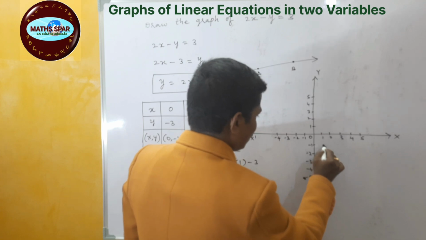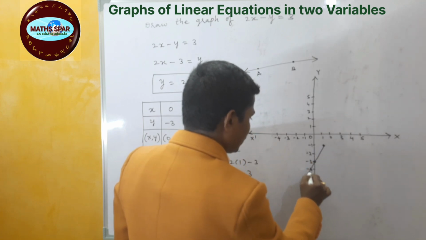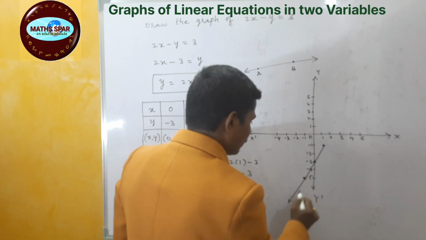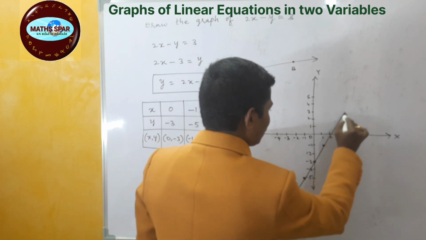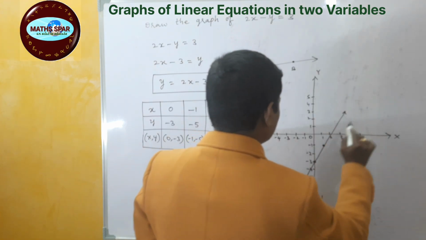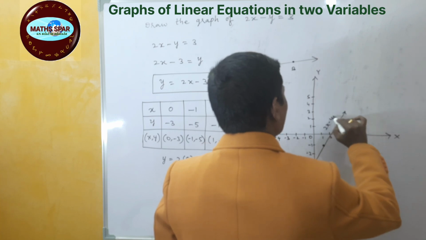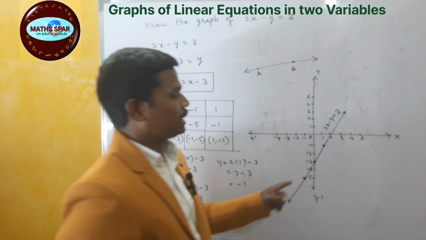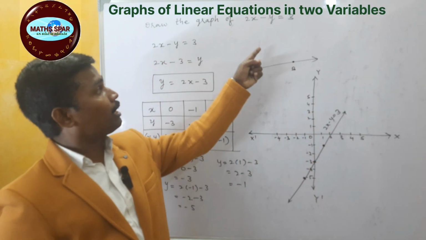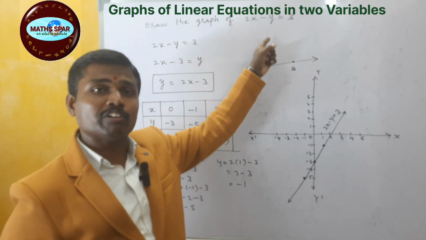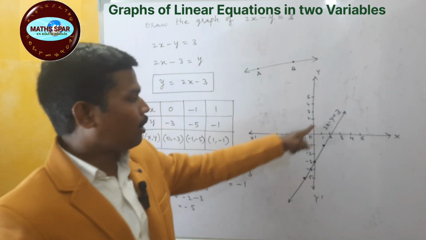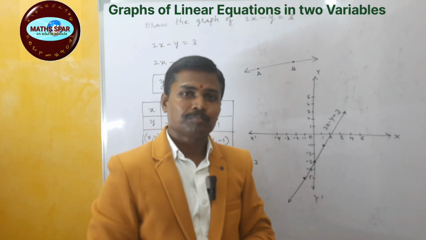So we observed that these 3 are coming on the same straight line, and this line you will write as 2x minus y is equal to 3. This is how you graph the given linear equation in two variables on a graph paper.